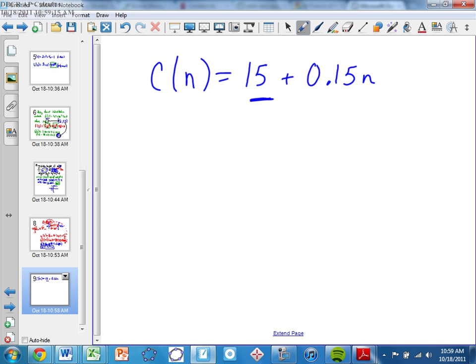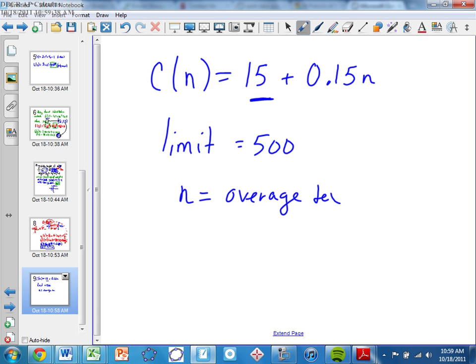But let's make believe that you have a limit of texts. Every month, your limit is 500 text messages. That's a big one. So your limit is 500. Now, every text you go over is what n represents. So n is equal to the overage texts. n is representing the overage of the text. C of n is the cost per month.